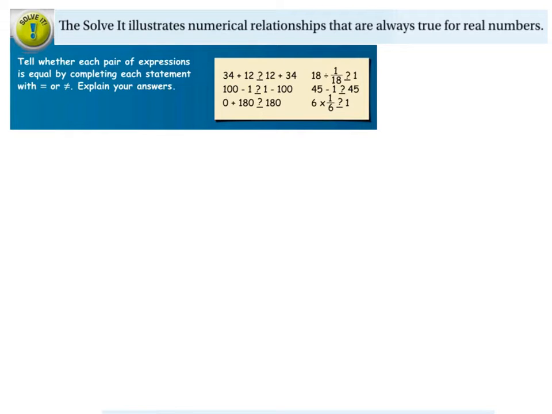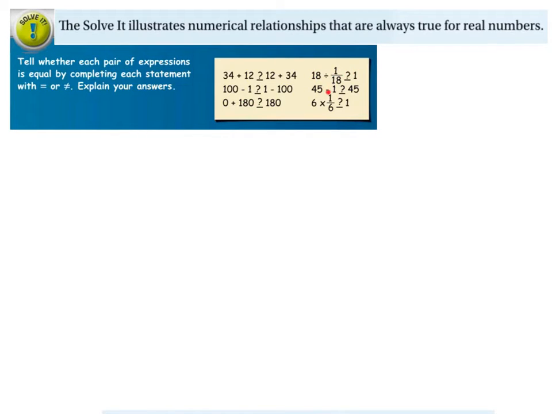Is 100 minus 1 the same as 1 minus 100? No, you can't actually switch them like that. Is 0 plus 180 equal to 180? Oh yeah, you can add 0 and it stays the same. Is 18 divided by 1/18 equal to 1? Actually, 18 divided by 18 would be 1, but not this.